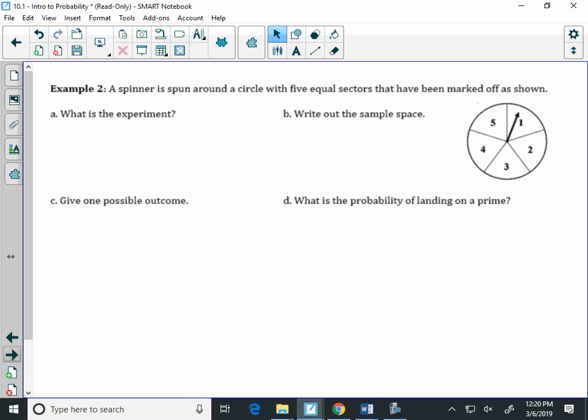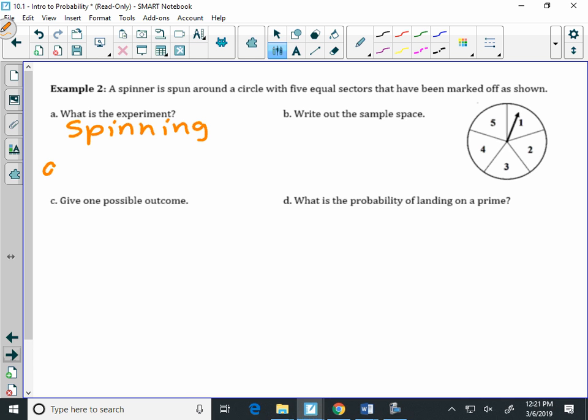Well, let's take a look at this example. It says a spinner is spun around a circle with 5 equal sectors that have been marked off as shown. What is the experiment here? What action are we doing? Spinning a spinner. That's our experiment. We're spinning a spinner and trying to see what number it lands on.